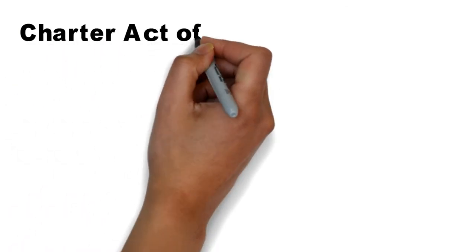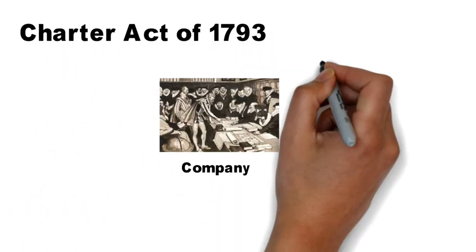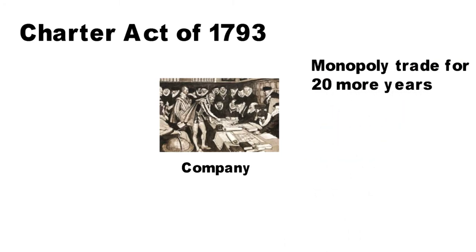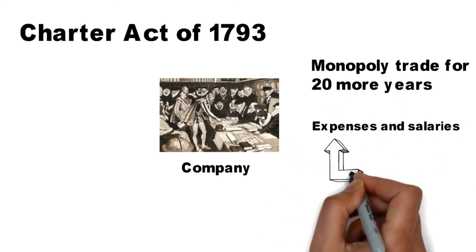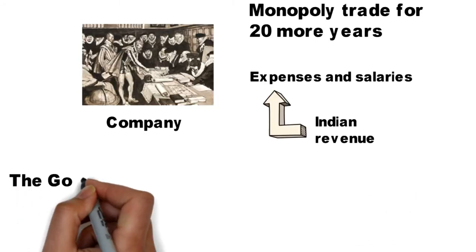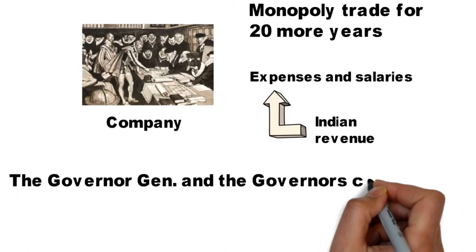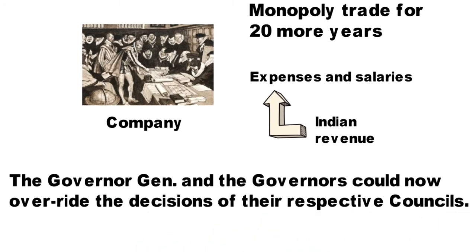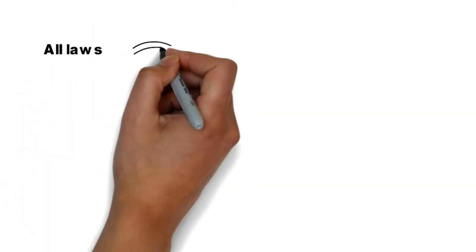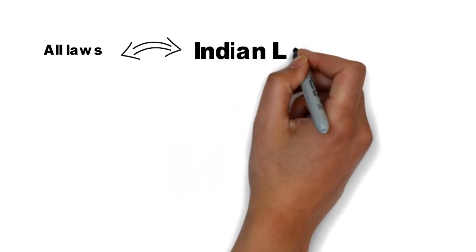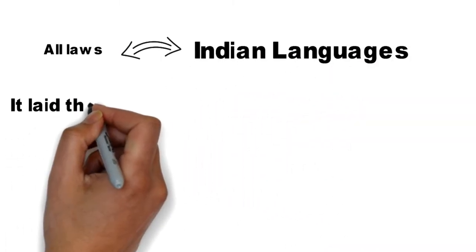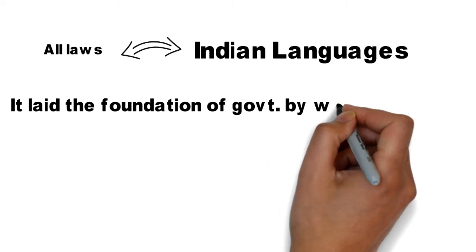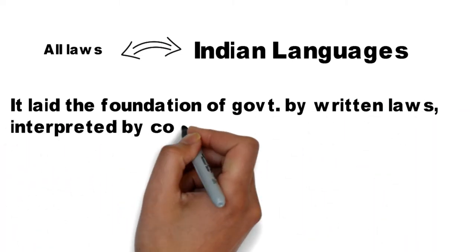Charter Act of 1793. The company was given monopoly of trade for 20 more years. Expenses and salaries of the Board of Control were to be charged on Indian revenue. The Governor-General and the governors could now override the decisions of their respective councils. All laws were to be translated into Indian languages. It laid the foundations of government by written laws interpreted by courts.